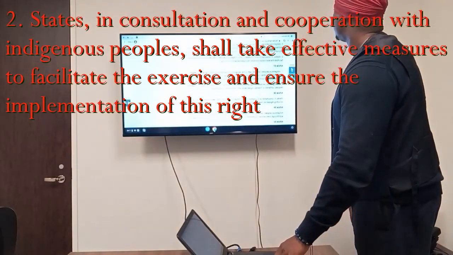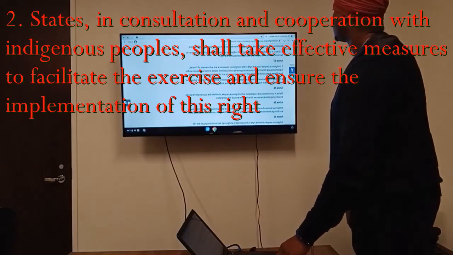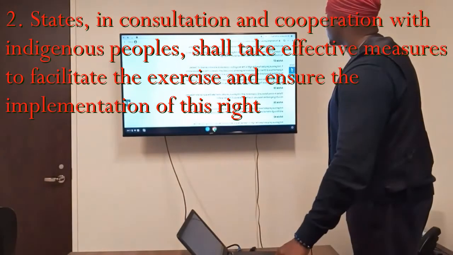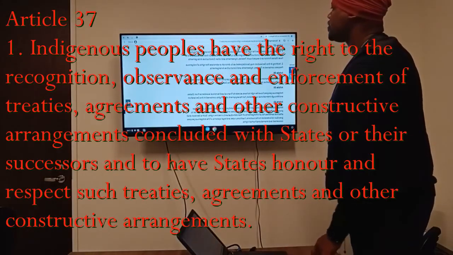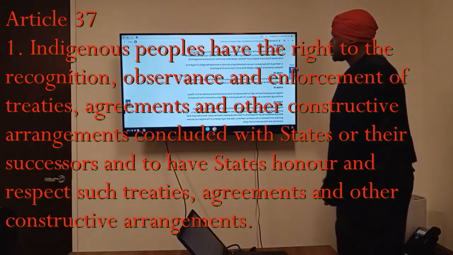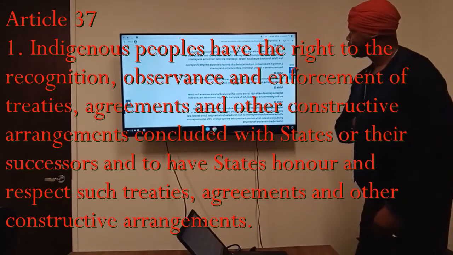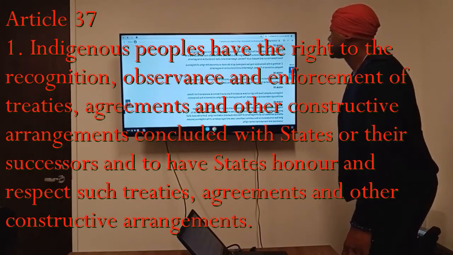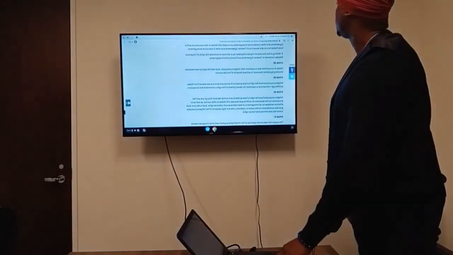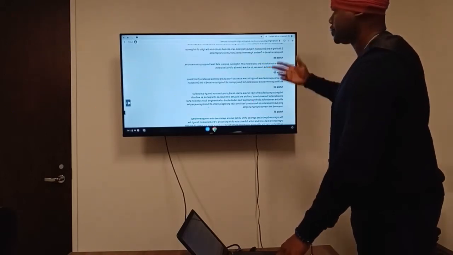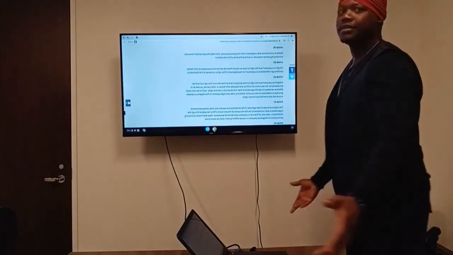Section 2. States, in consultation and cooperation with indigenous peoples, shall take effective measures to facilitate the exercise and ensure the implementation of this right. Article 37. Section 1. Indigenous peoples have the right to the recognition, observance, and enforcement of treaties, agreements, and other constructive agreements concluded with states or their successors, and to have states honor and respect such treaties, agreements, and other constructive agreements. Section 2. Nothing in this declaration may be interpreted as to diminish or eliminate the rights of indigenous peoples contained in treaties, agreements, and constructive agreements. Treaties.